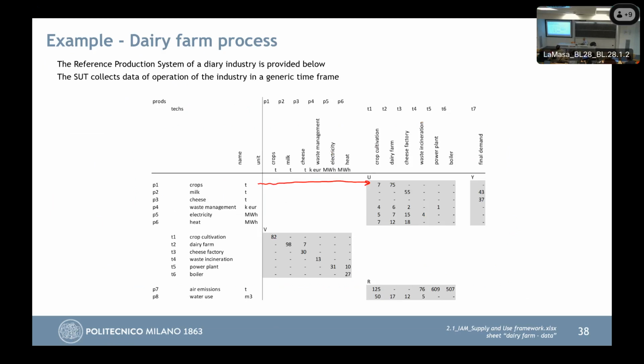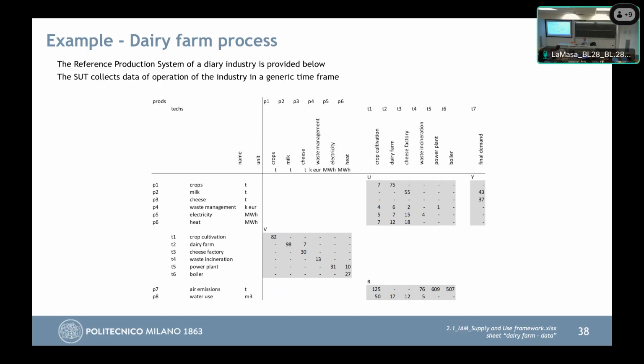So is the way such numbers are arranged in the tables clear? And do you see the correspondence between the reference production system and the supply and use table? Yes? Any doubt?